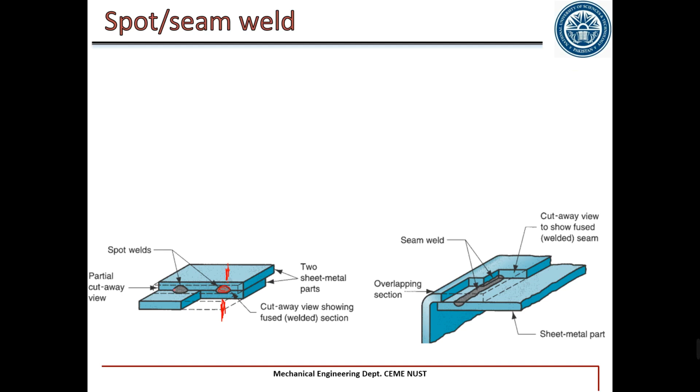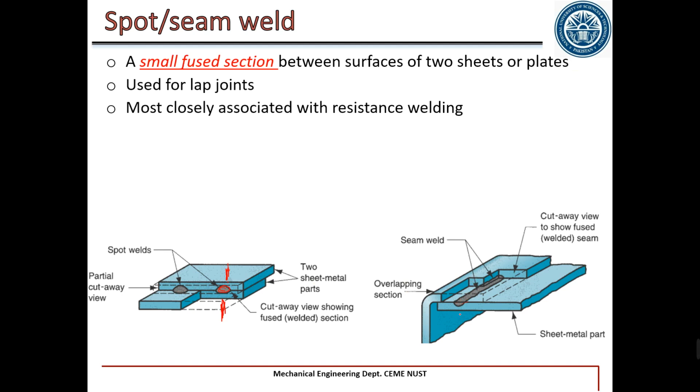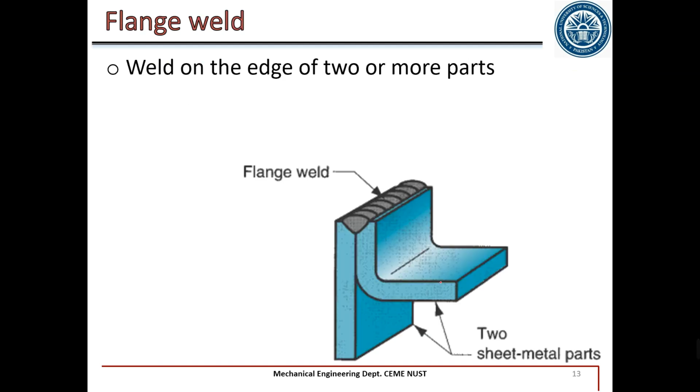This is spot weld. We made a lot of spots, or it is a seam weld. The same process is carried out when there are two rollers, one on the top and second on the bottom. We also have flange weld. This type of weld is called flange weld.